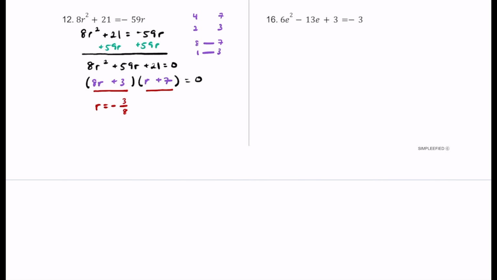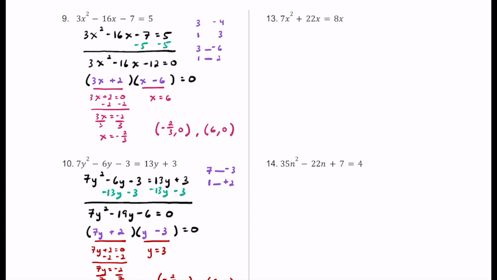For this one, a little bit easier. r would just equal -7, because -7 plus 7 is 0. So for our solutions, we can say -3/8, 0, and for our other solution, -7, 0. Those are the two x-intercepts. On to 13.